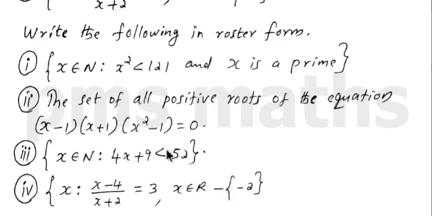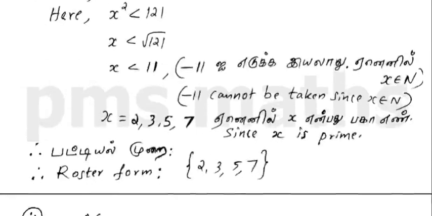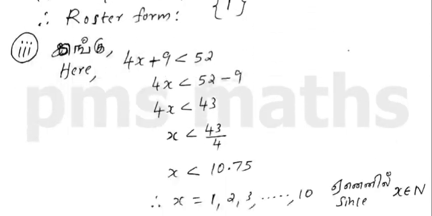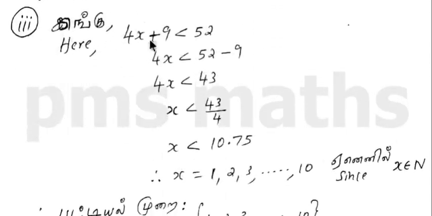This is not equation. An inequality is given: 4x plus 9 less than 52. Third one. Here 4x plus 9 less than 52. Find out the values of x from this inequality. Take this 9 to right side, becomes minus 9. Here 52 is there. Therefore, 4x less than 52 minus 9, which is nothing but 43. Therefore x is less than, here into 4 becomes by 4 when it goes right side, 43 by 4. Then divide. 43 by 4 is nothing but 10.75.